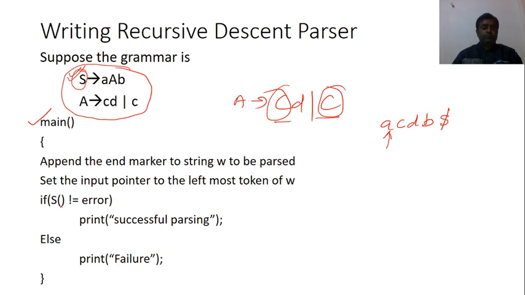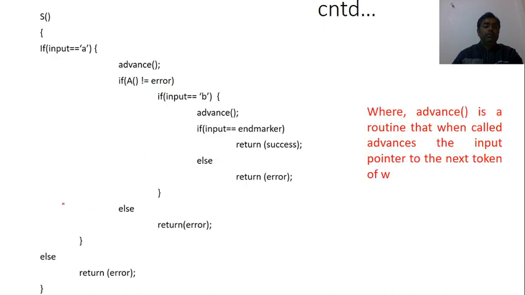Now we have to write the procedure for S, or the body of S procedure. And our production was S derives to AAB. First we will get A here. So I have to check that if input equal to A, then advance. Advance is a routine, basically a function that when called advances the input pointer to the next token of W. It will just advance the input pointer by 1.